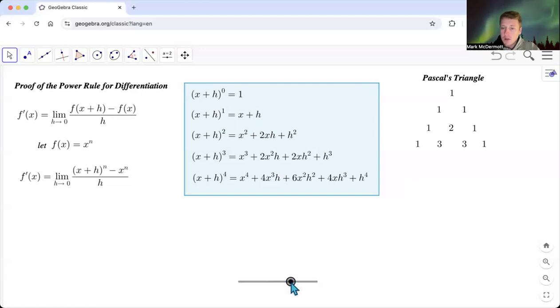I encourage you to think about what the next row of the triangle is, but it would be this 1, 4, 6, 4, 1. So let's look at x plus h to the power of 4. Let's look at the coefficients: 1, 4, 6, 4, 1. And now let's look at the powers. It goes x to the power of 4, x to the power of 3, x to the power of 2, x to the power of 1, x to the power of 0. And the h's go in the opposite direction: h to the power of 0 here, h to the power of 1, h to the power of 2, h to the power of 3, h to the power of 4. So that's how Pascal's triangle sort of helps us understand how to expand these binomials.